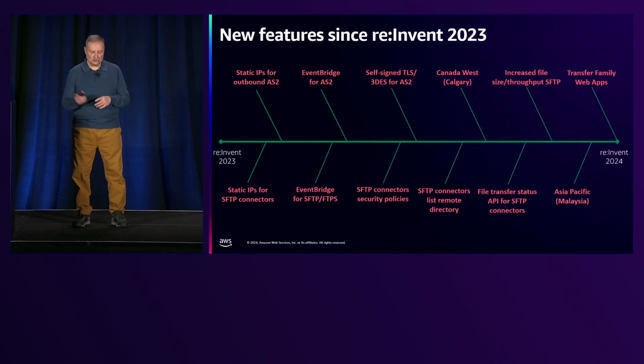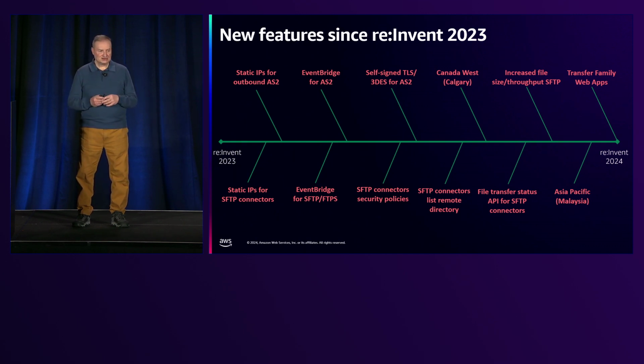Now, before going to demo this architecture, I want to spend a few minutes talking about what my team has been busy doing since last year at re:Invent. For the two gentlemen that use AS2 in their business, we improved support for AS2, providing static IPs for outbound transfer. And we integrated the AS2 protocol with Bridge so that you can build your event-driven pipelines. And we also introduced support for self-signed certificates, important for compatibility.